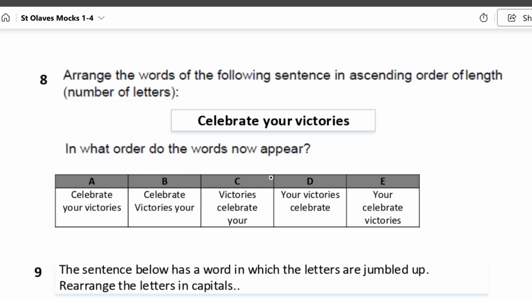So for 8, we're going to celebrate. We're going to count the amount of letters in the word. We're going to have 1, 2, 3, 4, 5, 6, 7, 8, 9. Then it's 1, 2, 3, 4. Then 1, 2, 3, 4, 5, 6, 7, 8, 9. We have the same letters, same amount of letters. Therefore, we do have 2 answers here. We can start off with your victory celebrate or your celebrate victories, because ascending means going from smallest to largest. So 2 answers for this one.